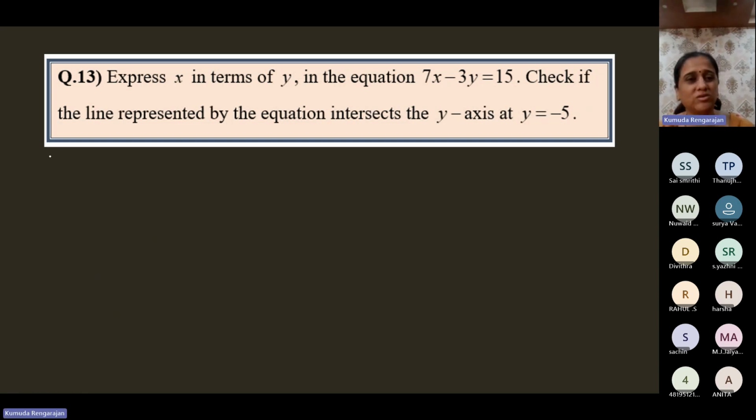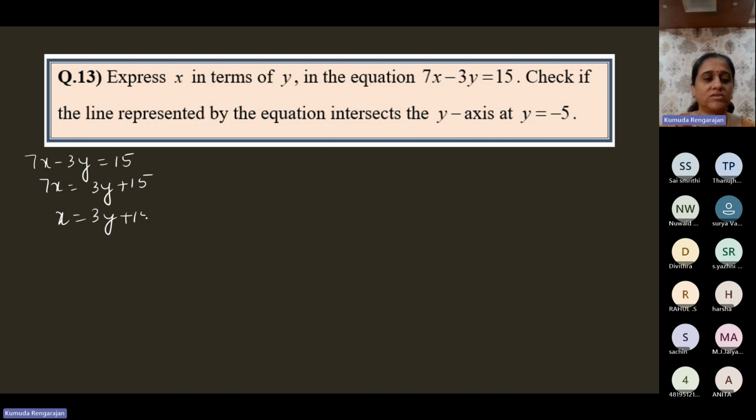I'm working it again because the question is completely new, right? So we'll just do it again. We'll write x in terms of y. So 7x minus 3y is equal to 15. 7x is equal to 3y plus 15. X is equal to (3y plus 15) by 7. This is writing x in terms of y.